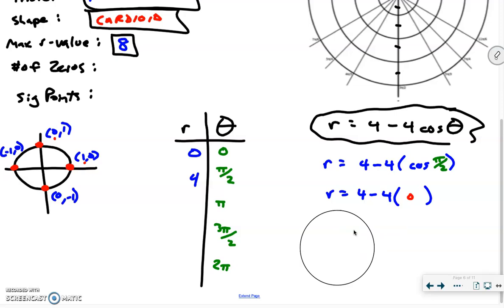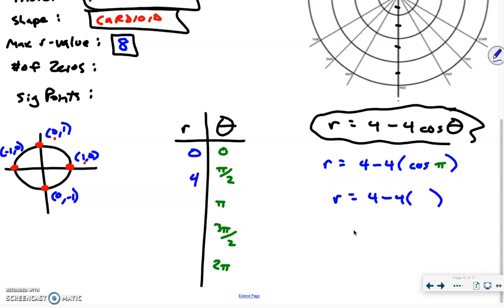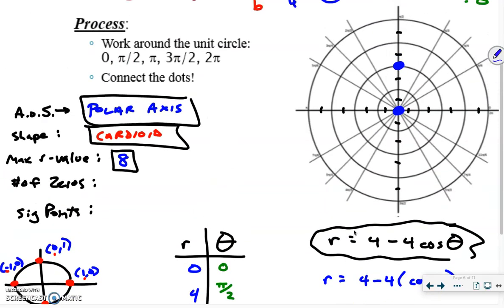Next up, we're going to test to see what happens when my theta value is pi. So at this point, when we evaluate, r is equal to 4 minus 4 times the cosine of pi, which is -1. And now we have r is equal to 4 minus -4, which is 4 plus 4, which is 8. So when theta is pi, r equals 8. So going up to my graph, we go to the angular line of pi. We count out 2, 4, 6, 8. Another one to go here.